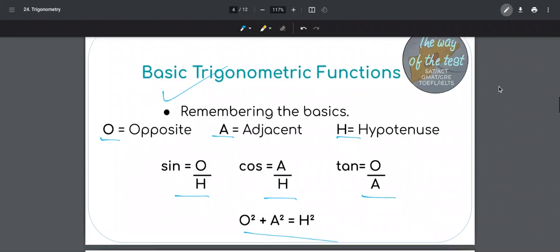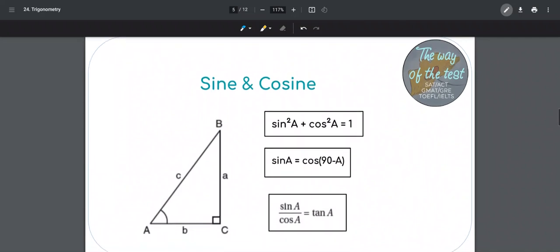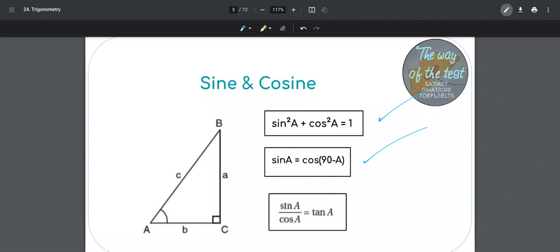We're going to see more properties. So these are some extra properties that you need. First, the square of sine of an angle plus the square of cosine of an angle is equal to 1. Sine of an angle is equal to cosine of the complementary angle, meaning 90 minus that angle. And sine of an angle divided by cosine of the angle is equal to tangent of the angle.